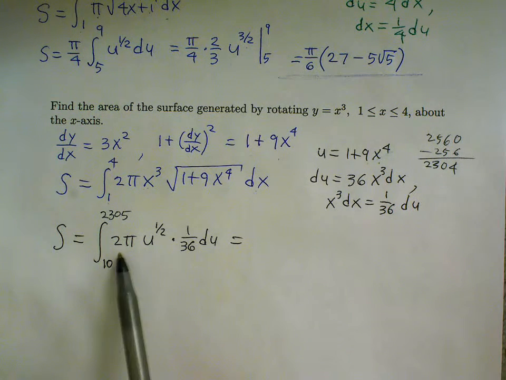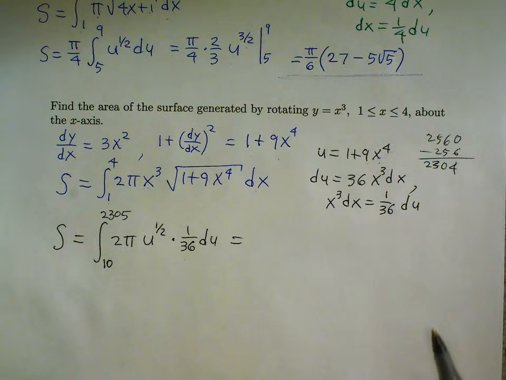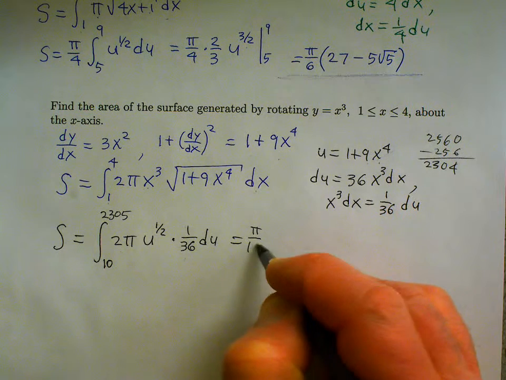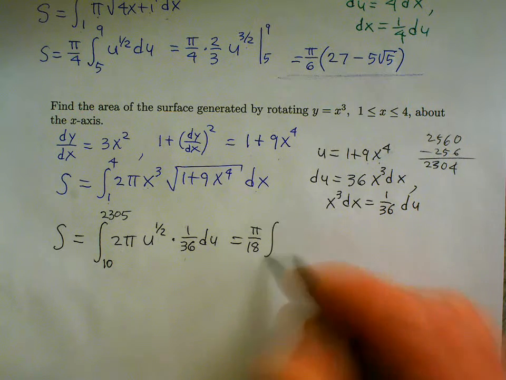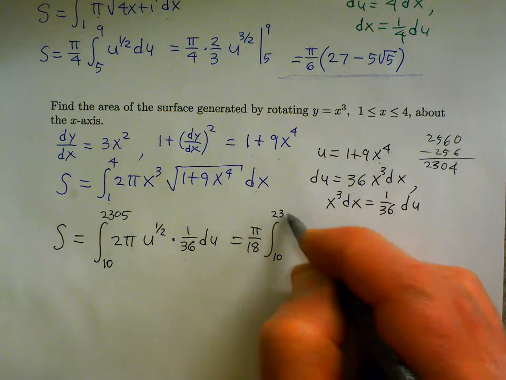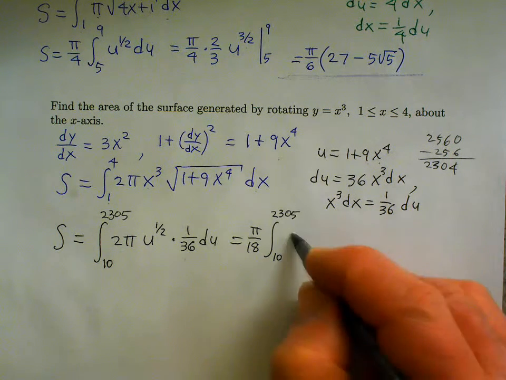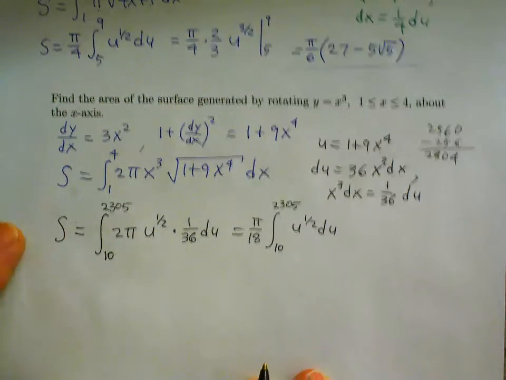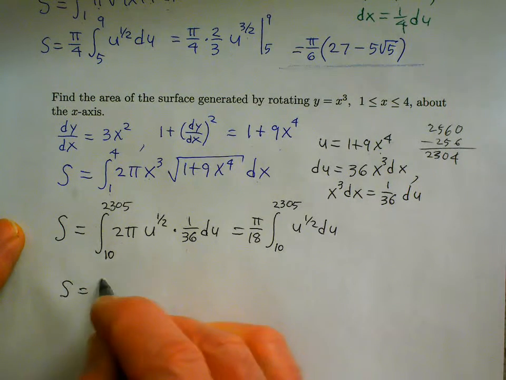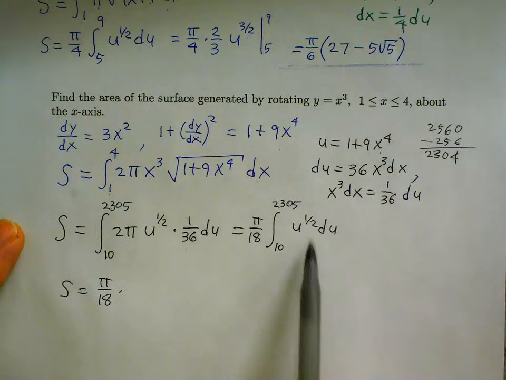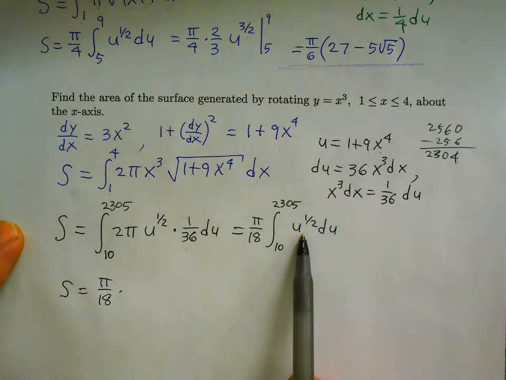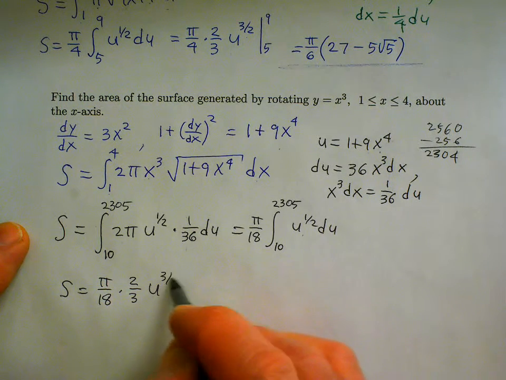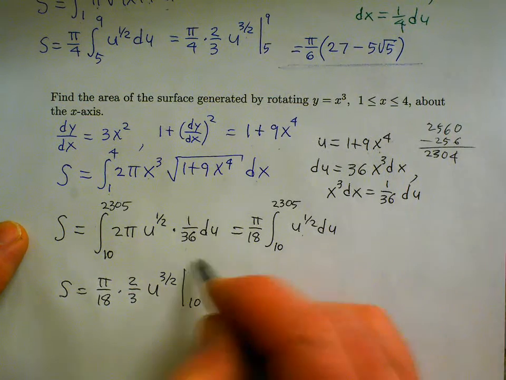Okay, so 2 pi times 1 over 36 is pi over 18. So we can bring that out front, pi over 18, and then times the integral of u to the 1/2 du. So pi over 18. And then an antiderivative of u to the 1/2 is u to the 3/2 divided by 3/2, or 2/3 times u to the 3/2, from 10 to 2305.